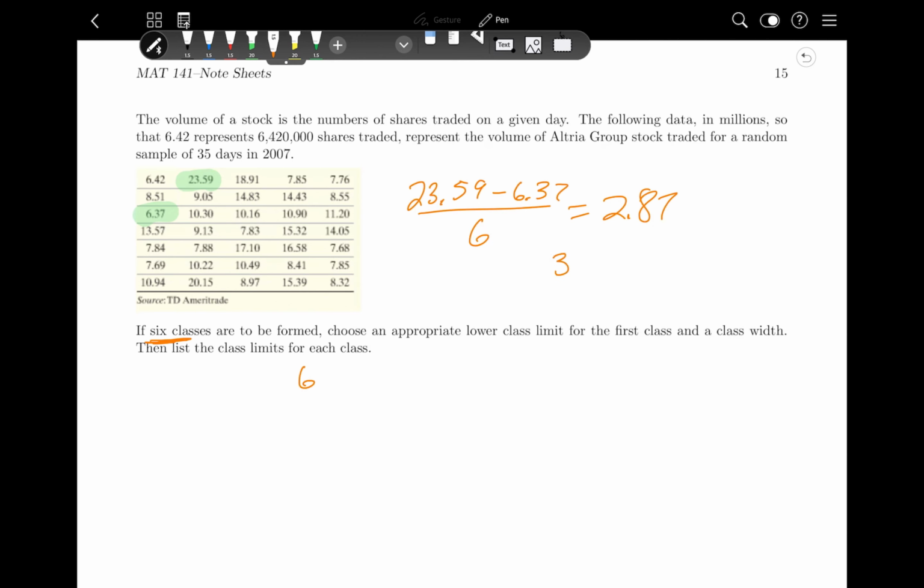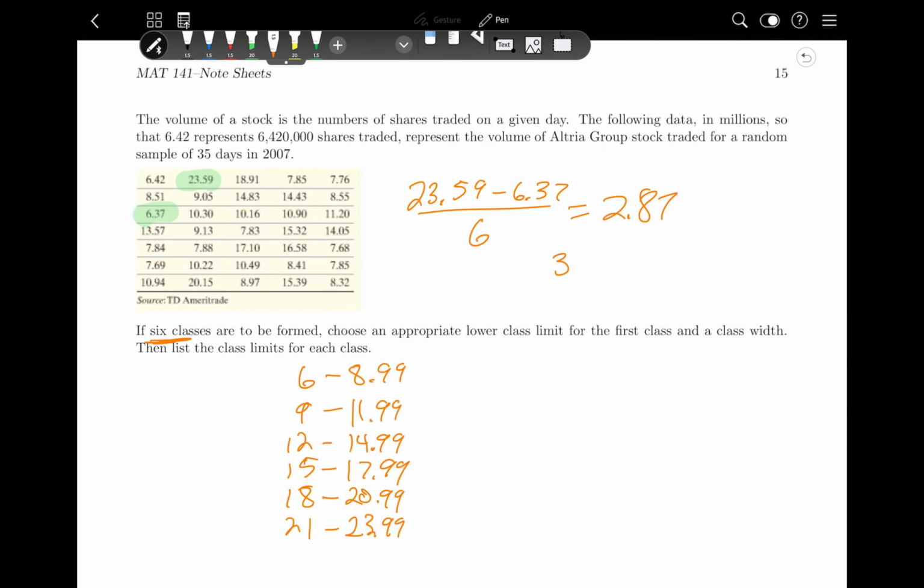So my classes are going to be 6, 9, 12, 15, 18, and 21. So that's 6. Now we go to 2 decimal points, so it's 6 to 8.99, 9 to 11.99, 12 to 14.99, 15 to 17.99, 18 to 20.99, and 21 to 23.99. Okay, and now I just need to count up how many are in each class. So let's see what we get here.